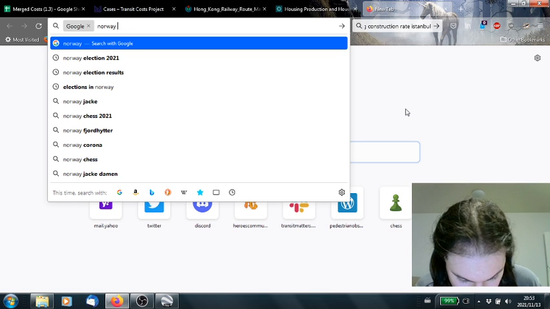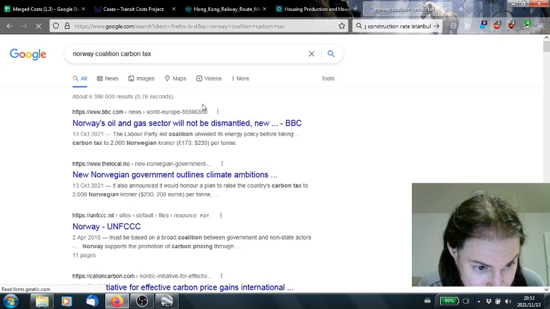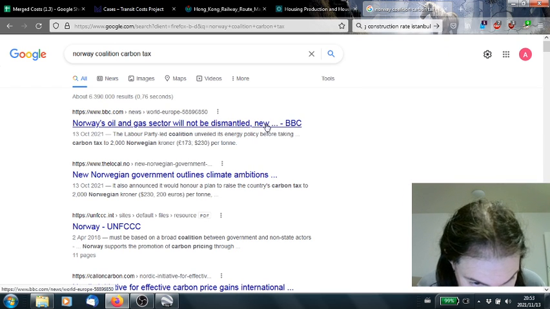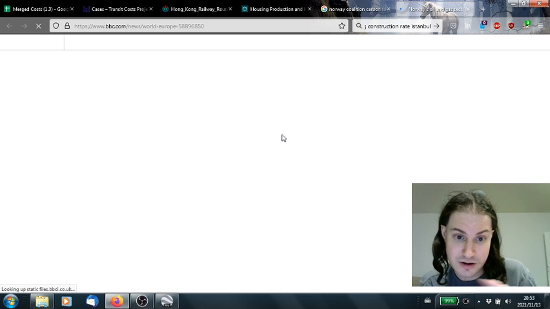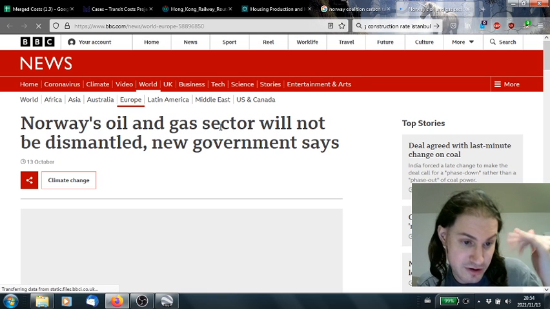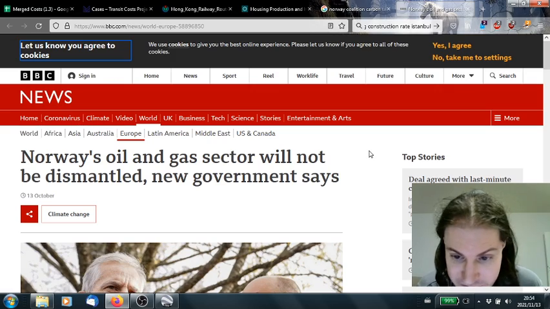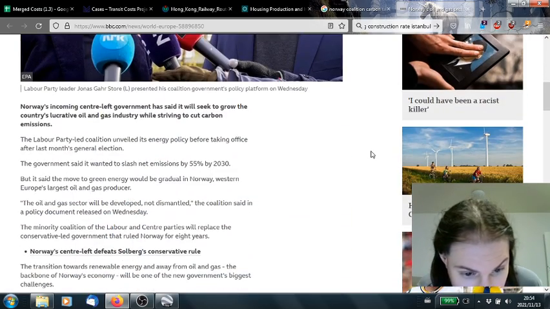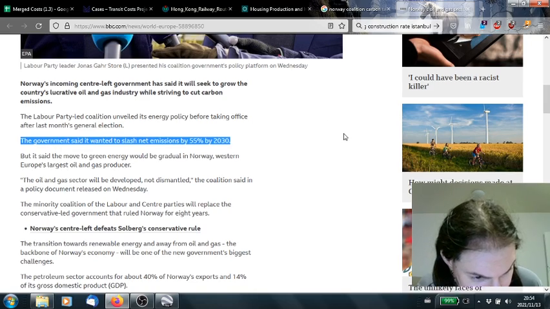Norway Coalition Carbon Tax. Let me see if I can find this. Yeah, so specifically the issue is that in Norway, the Greens are not in the coalition because the Greens wanted to also go after oil production, which Norway obviously exports a lot of, rather than just consumption. So this is what the government wants to do.